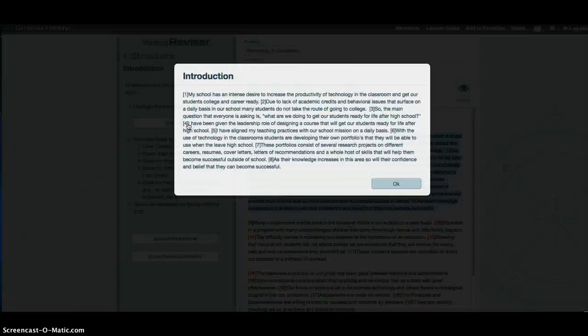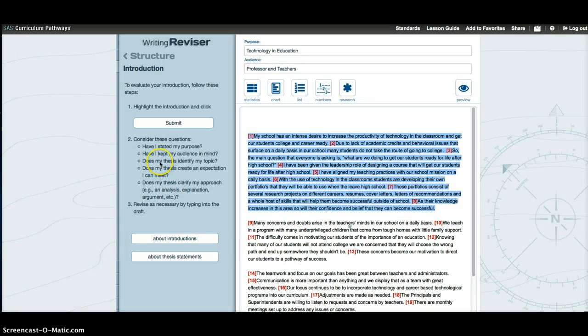I'm going to click submit, and here's the introduction. Okay, so it's a little bit easier read for you. They have it up here. Click OK. Now, it says here, consider these questions. Have I stated my purpose? So in the essay, have I stated anything about technology and education and the purpose of writing this essay?